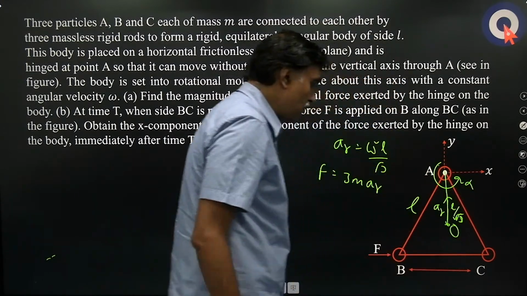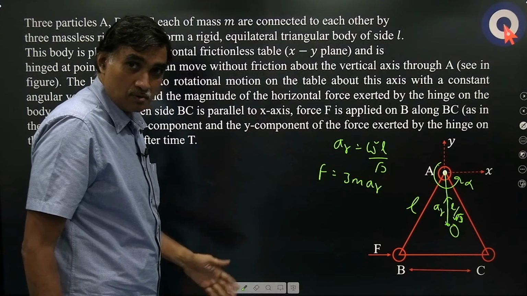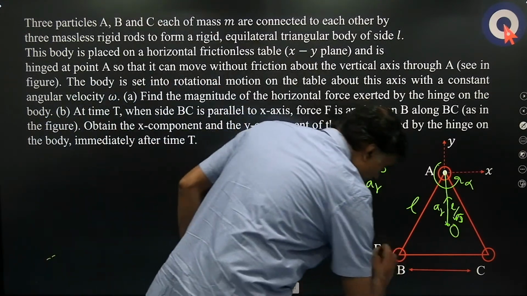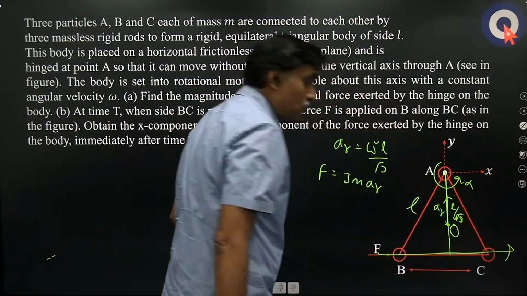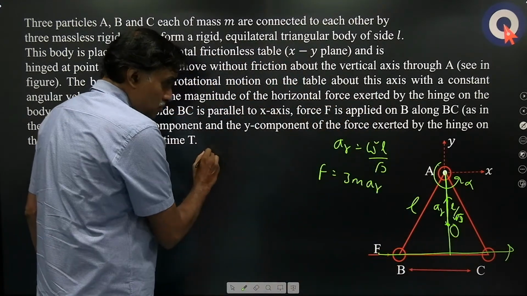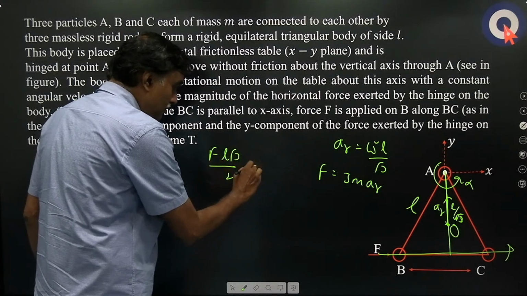Angular acceleration. How do you find angular acceleration? It is force into perpendicular distance. Force is applied in this direction, so force into this perpendicular distance, that is L root 3 by 2, that is torque. So, force into L root 3 by 2 equals I alpha.